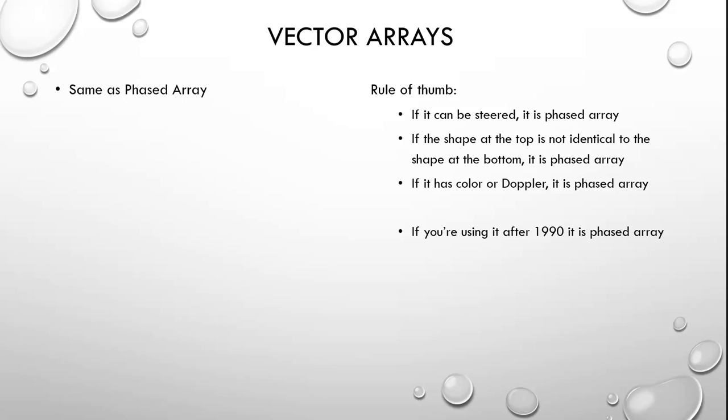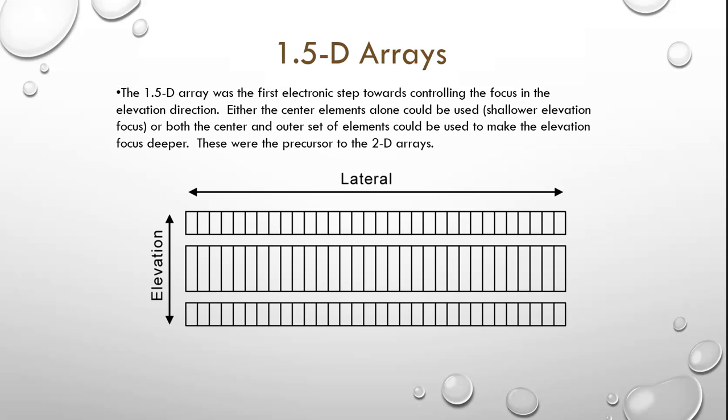Let's talk about some of the vector arrays, some of the arrays that we will see. This is a 1.5 dimensional array probe, and this allows us to not only focus in the lateral dimension because we have multiple crystals in the lateral, and we can use both aperture, different numbers of crystals and different sizes of beam, or we can use steering to focus it, but we can also use in the elevational plane timing patterns that will allow some elevational steering too, or focusing too. So this supposedly should give us a better image in the elevational plane.